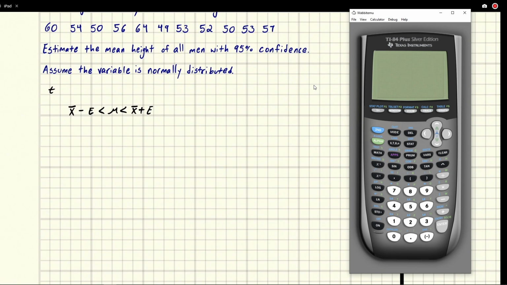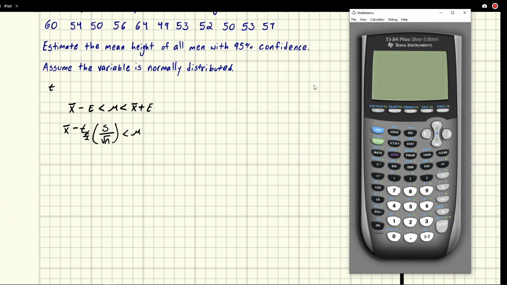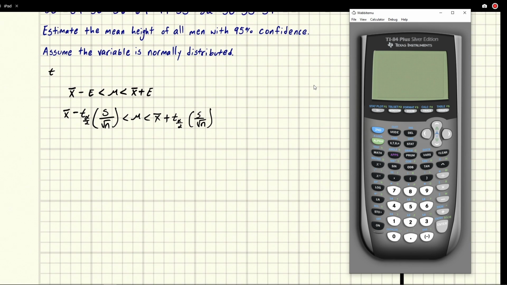Now the formula for that error is determined by our distribution and also by our sample. So we'd say this minus T of alpha over 2, because there's going to be error above and below, so our alpha gets split in half, multiplied by the standard deviation S divided by the square root of n. That's going to be our expression for the error. You could just look this up as a formula, but this is sort of the meaning of the formula. Then we're going to add the error, which is T alpha over 2 times S over the square root of n. All right, great.